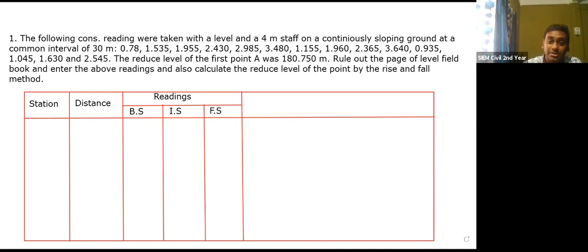लेकिन जब और हाइट ऑफ इंस्ट्रूमेंट कैलकुलेट करोगे तो हो जाएगा. लेकिन जब भी राइज एंड फॉल मेथड आएगा, राइज एंड फॉल मेथड में आरएल भी कैलकुलेट करना पड़ेगा, दैट मीन्स द रिड्यूस लेवल, एंड उसके बाद राइज हो रहा है या फॉल हो रहा है, ठीक है, ये भी देखना पड़ेगा. दैट मीन्स राइज और फॉल का जो कैलकुलेशन है वो भी करना पड़ेगा, ठीक है. सो इसकी एक्यूरेसी बहुत ज्यादा है फॉर द राइज एंड फॉल मेथड.